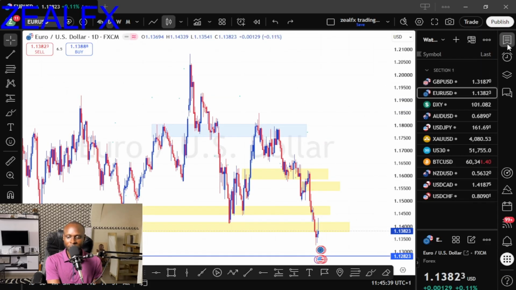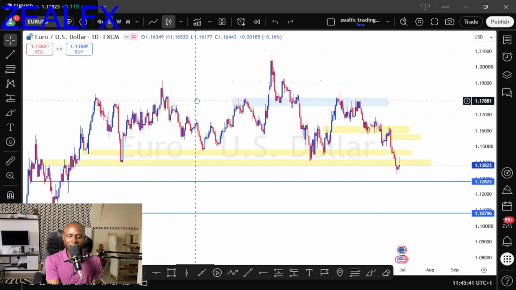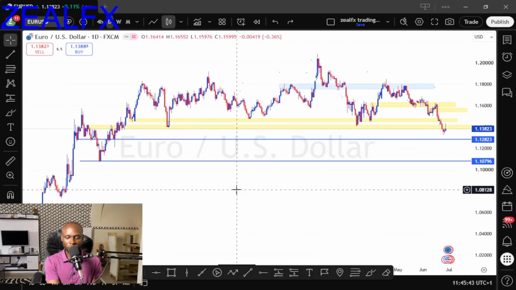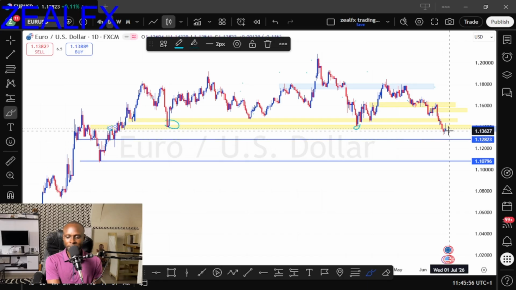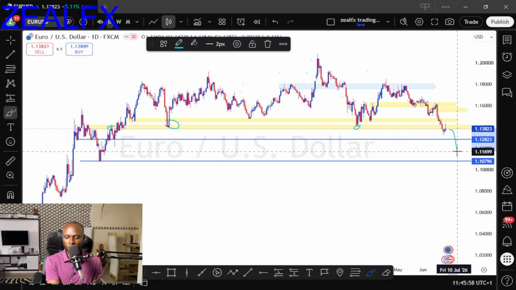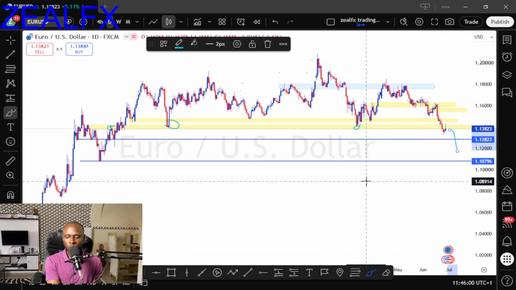Our aim this week now is to look out for the level that will trigger the next big move for the Euro USD. We can clearly see that we have our resistance at this level. We expect price to retest this area, and if price fails to break above this level, this might trigger the next big move for a selling opportunity for Euro to the downside.